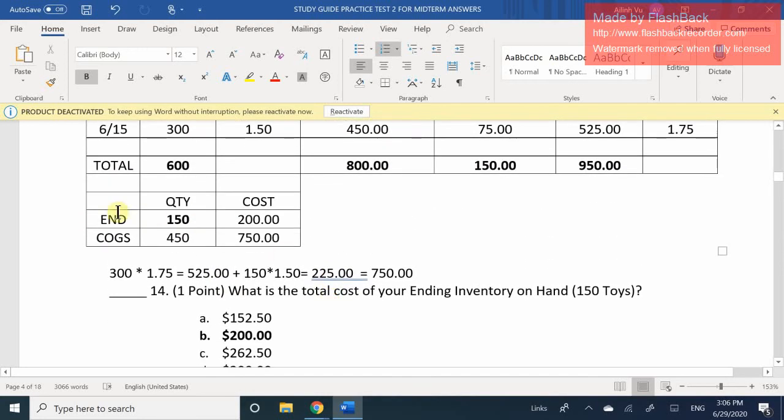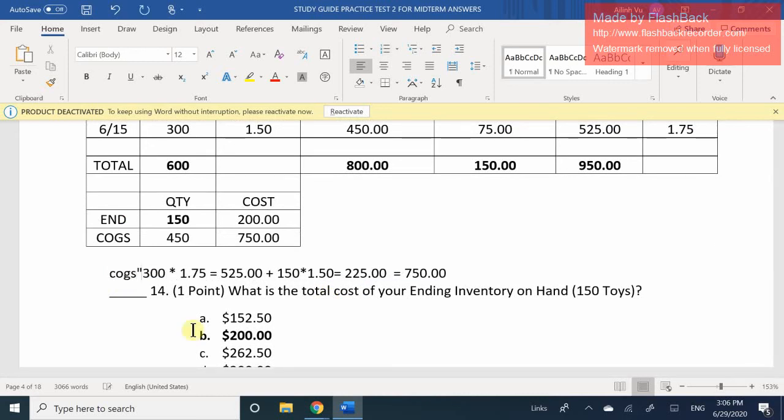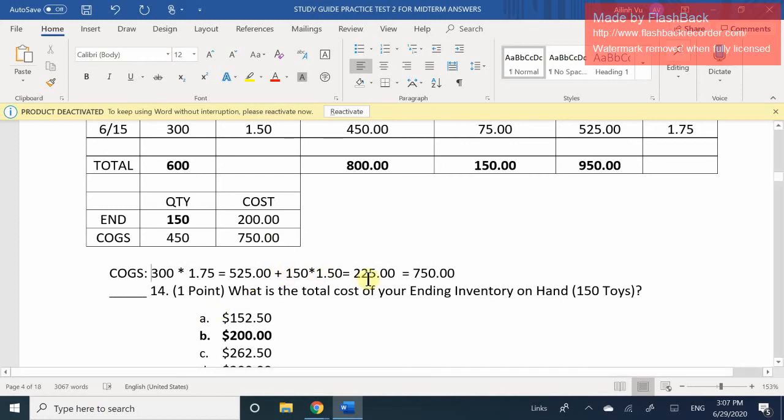Okay. So I'm going to go ahead and write here COGS. Okay, I'm a little confused. What are you confused on? I did the 300 times the 175, got the 525, plus the 150 times $1.50 equals the 225. Where did the 750 come from? What's 225 plus 525? Oh, those are the two. Okay, gotcha, because here this is only 300. We still need to get to 450.